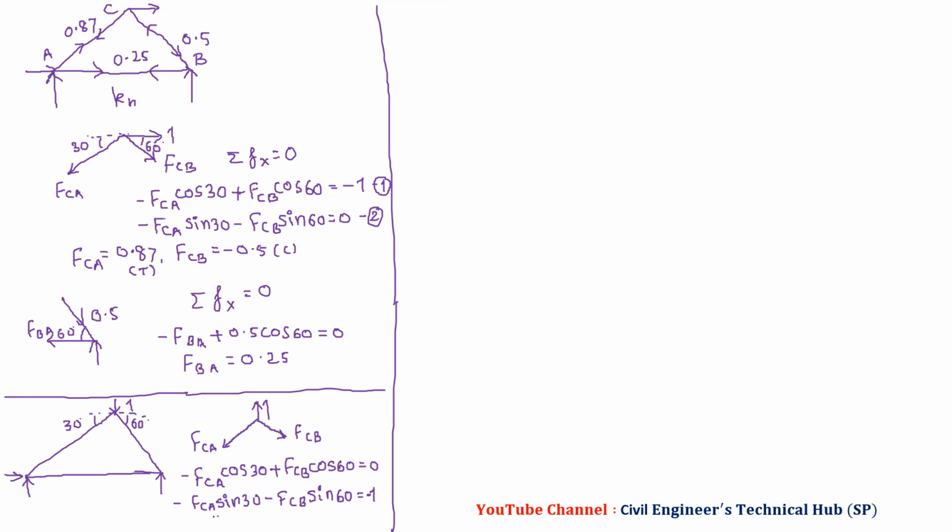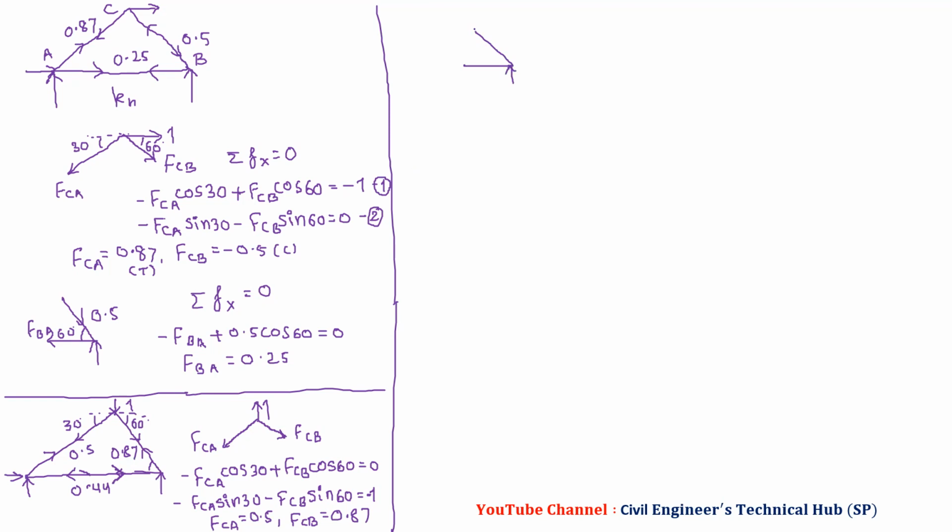Solve these two equations and you will get the value of FCA. So FCA I got tensile 0.5, and FCB I got tensile 0.87. Both are tensile. So this will be 0.5 tensile, and then we have 0.87 tensile. And then half of this, because we have cos 60. So you just take that and you will get this also. So this is compression, and that value will be half of 0.87, which will be 0.44. So we have this by considering joint B.